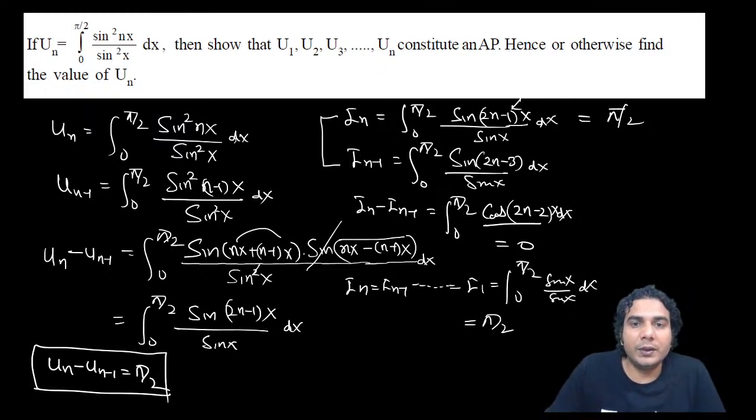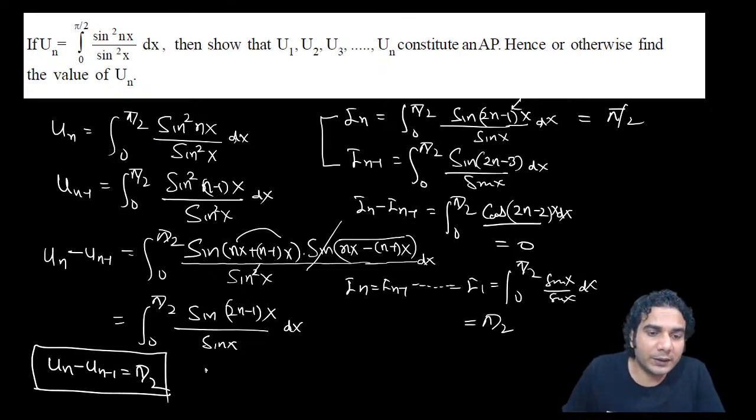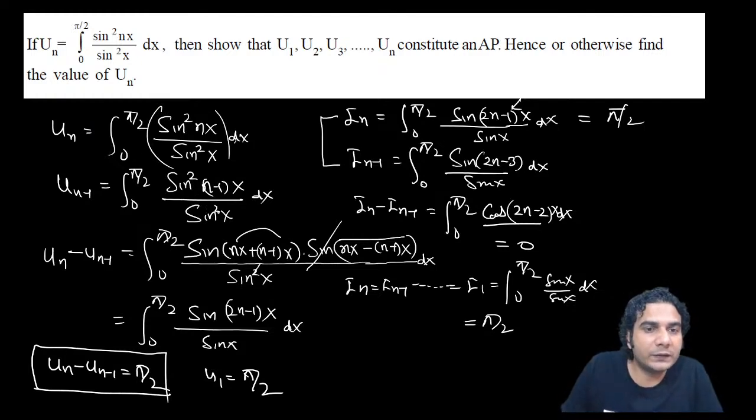Okay, so U1, U2, U3 constitute an AP. Yes, this is perfect. And hence we can find Un. So now you can find Un because now you can get U1, and U1 is what? U1 is pi by 2, right? Because this will become 1. So from 0 to pi by 2, it is 1. You are integrating 1.